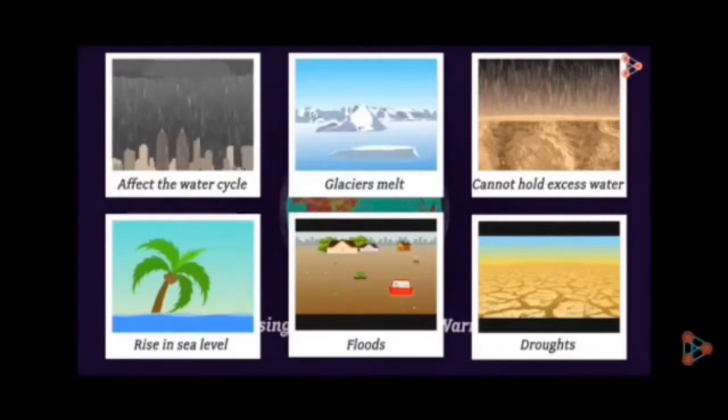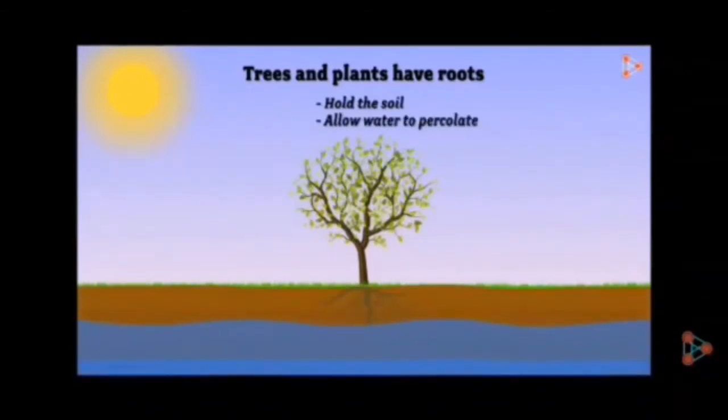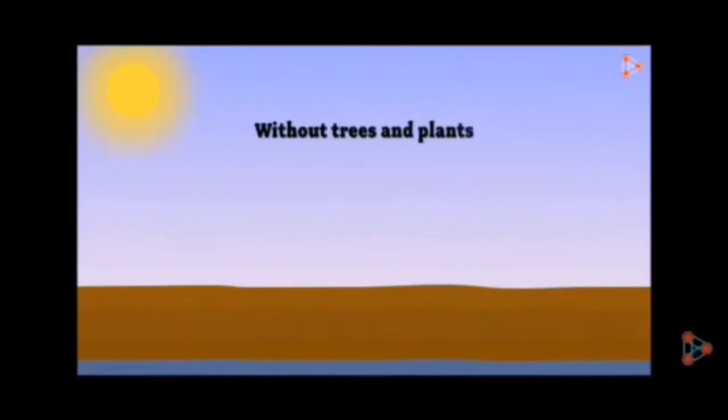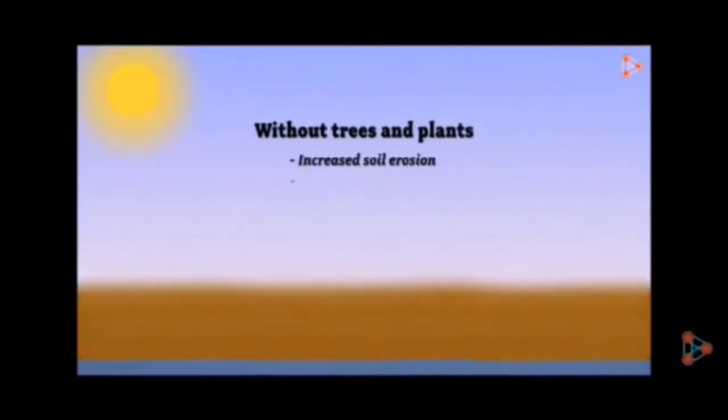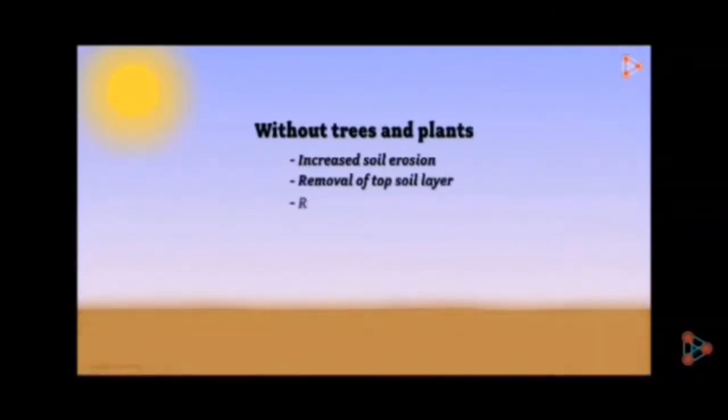Let us see how the water table is affected due to deforestation. Trees and plants have roots which hold the soil and allow water to percolate into the soil. With trees around, water does not run off, carrying away with it the topsoil. This means that absence of trees would cause increased soil erosion, removal of topsoil layer, and reduced underground water levels.